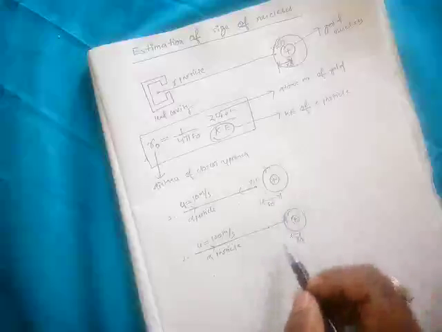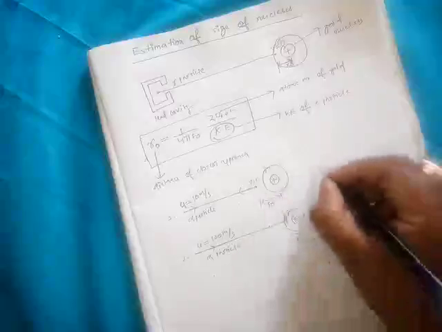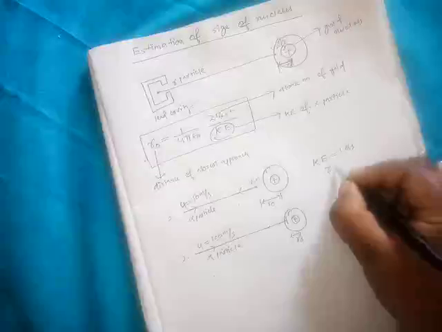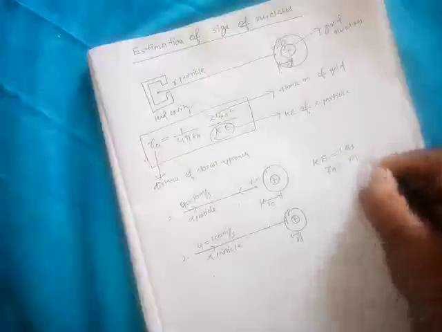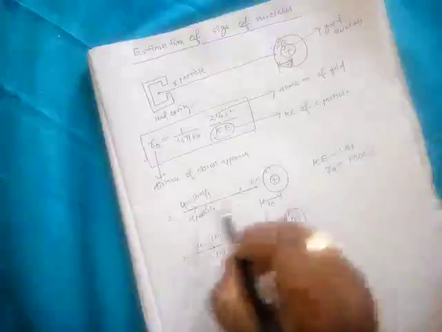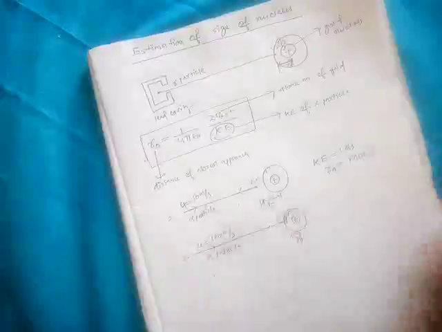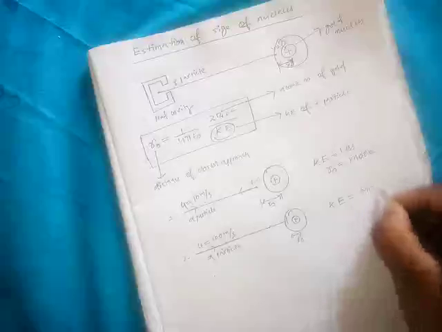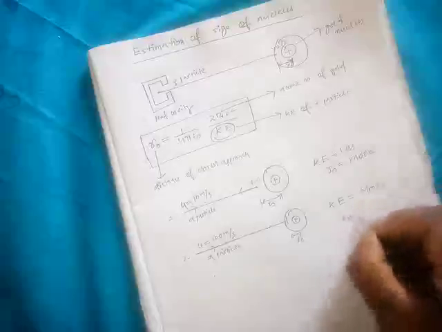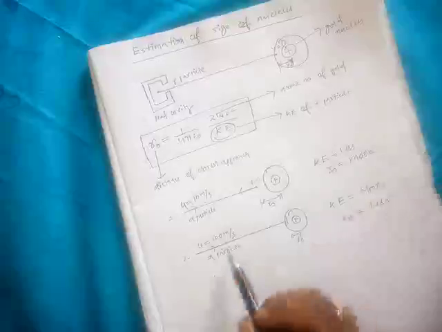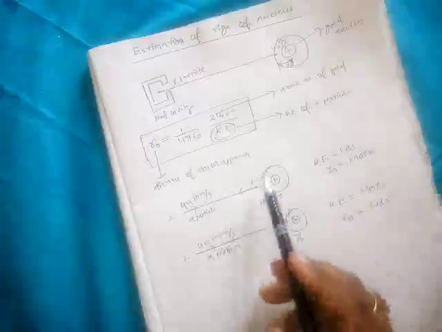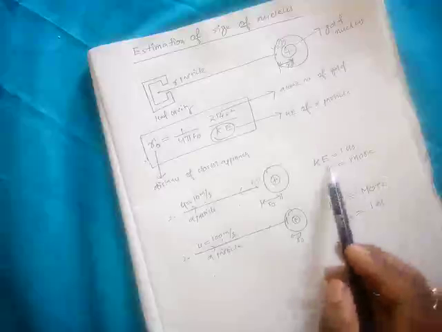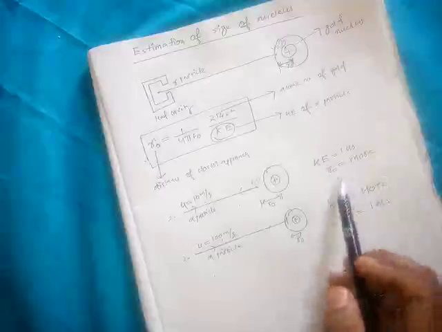So what will happen here? Kinetic energy is less, R naught is more. Kinetic energy is less, so distance of closest approach is more. Here what will happen? Kinetic energy is more, right? R naught will be less. So if the kinetic energy of the alpha particle is more, the distance of closest approach will be less, and if the kinetic energy of the alpha particle is less, its distance of closest approach will be more.